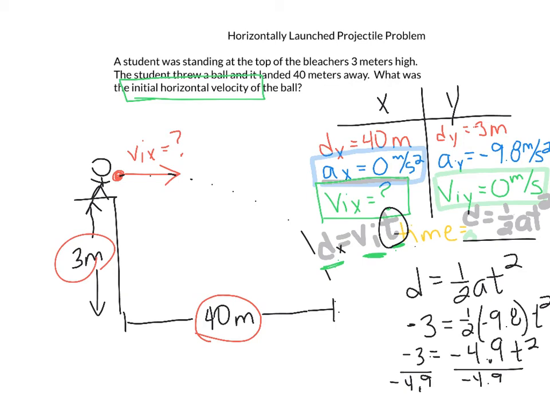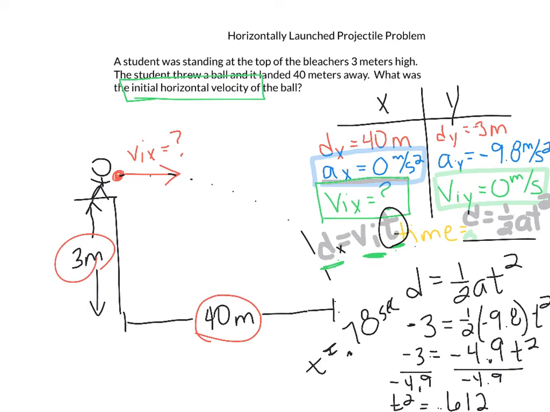When you do that, you get that t squared equals 0.612 seconds. Now I need to take the square root of that, and it's getting messy now, but my t equals 0.78 seconds. So that's how long this ball was in the air when this person threw it 40 meters. This person is like a superhero in order to throw 40 meters in less than a second. Now, we have our time. And remember, time is the same on the x and y side.